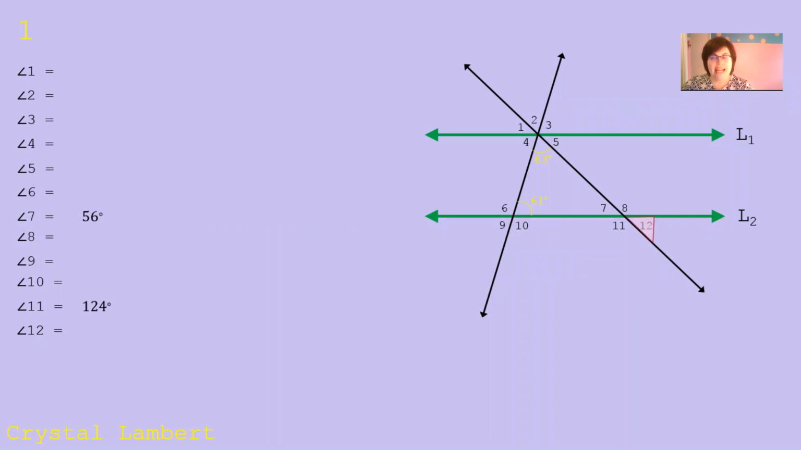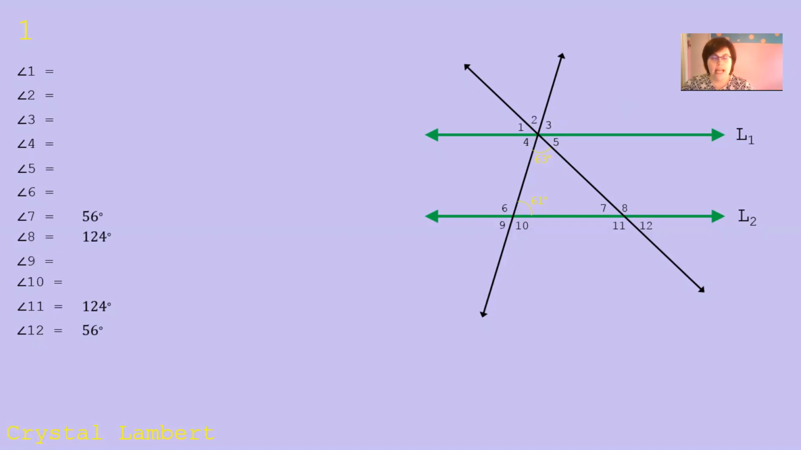Then we're going to look at angle 12. Well, angle 12 is vertical to angle 7. Angles that are vertical are also congruent. So that's what that symbol means. Angle 12 is congruent to angle 7. Therefore, in the symbol with the 3 blue dots, that means therefore. Therefore, angle 12 is equal to 56 degrees.